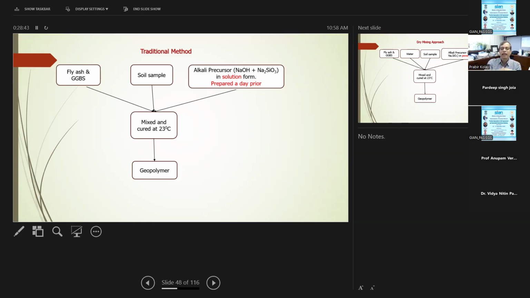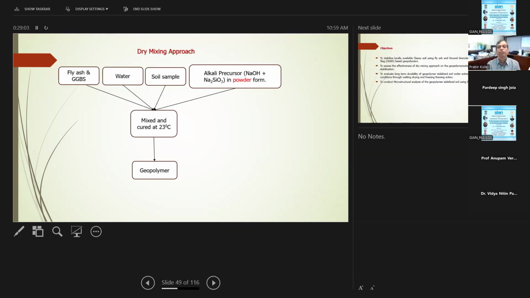Then the geopolymer forms when you keep it either at natural temperature or inside the oven at 70 degrees Celsius. So this is the traditional method. We tried something different: because adding water to NaOH generates a lot of heat, why not use that heat without increasing the temperature to 70 degrees, and see what happens. So we used fly ash, GGBS, water, and soil sample, and we ground the NaOH into powder form, added everything together, mixed it, and cured it at normal temperature.